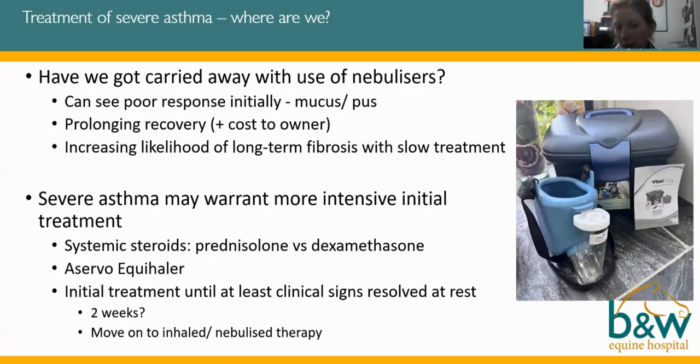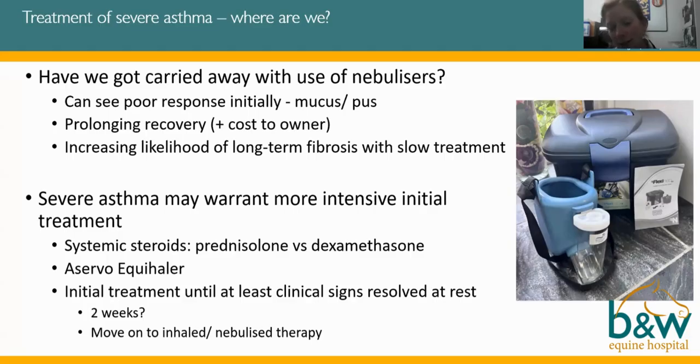If the horse can't tolerate systemic steroids, if you don't think so from an endocrine point of view, I am also a big fan of the Aservo EquiHaler. Boehringer have not in any way endorsed this evening or sponsored us, but the Aservo does work very well if you can get the gadget into the horse. The drug inside and the delivery mechanism does mean it works. I don't have any evidence for this, but I would say anecdotally better than the nebulizer. So I would sometimes in these horses do an initial treatment with the Aservo, and then move on to using the nebulizer.